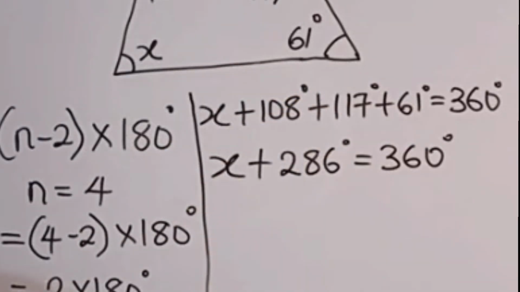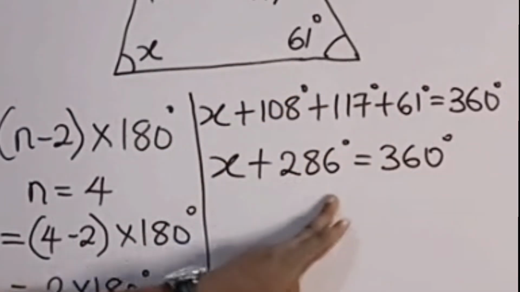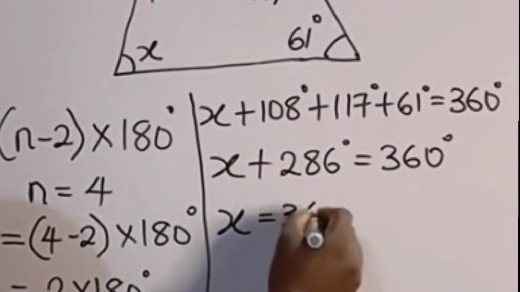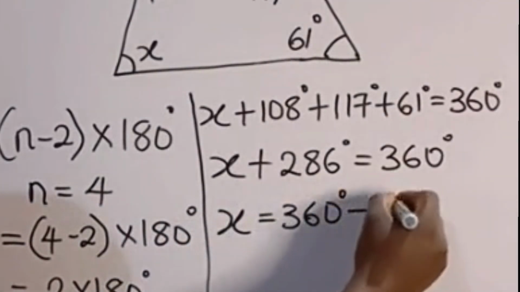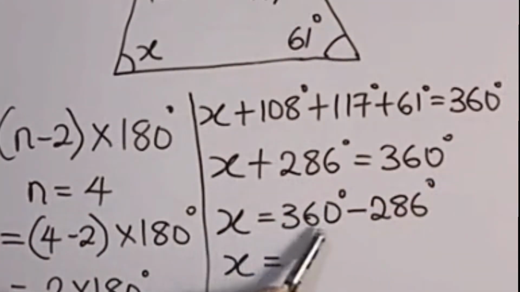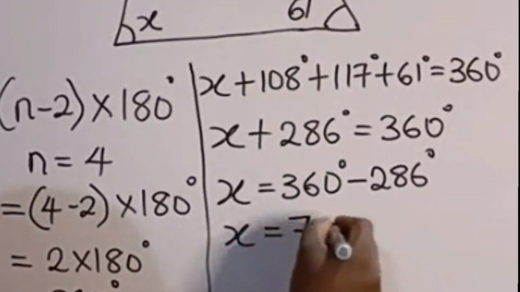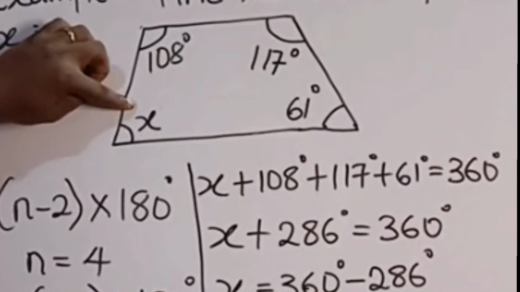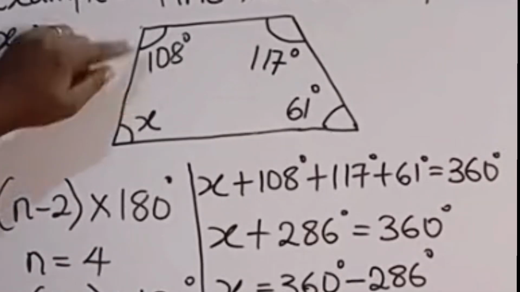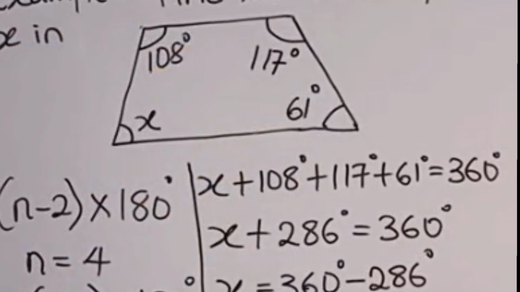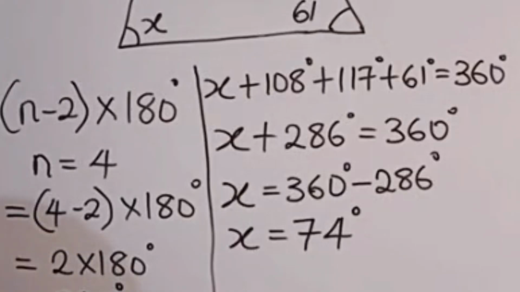So the next step is subtracting the known angles from the total. So x is equal to 360 degrees minus 286 degrees. What will you get? X is equal to 74 degrees. So we have used this process to find the missing angle of this polygon. A quadrilateral is a polygon, right? Let's look at the next example.